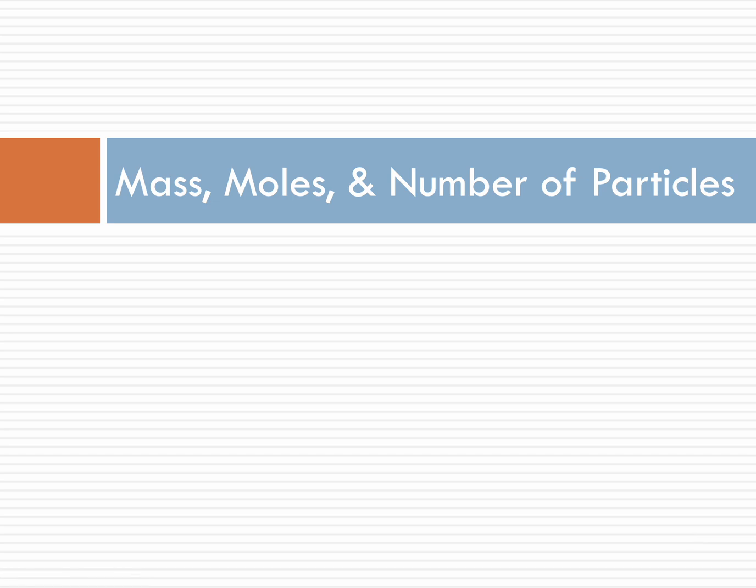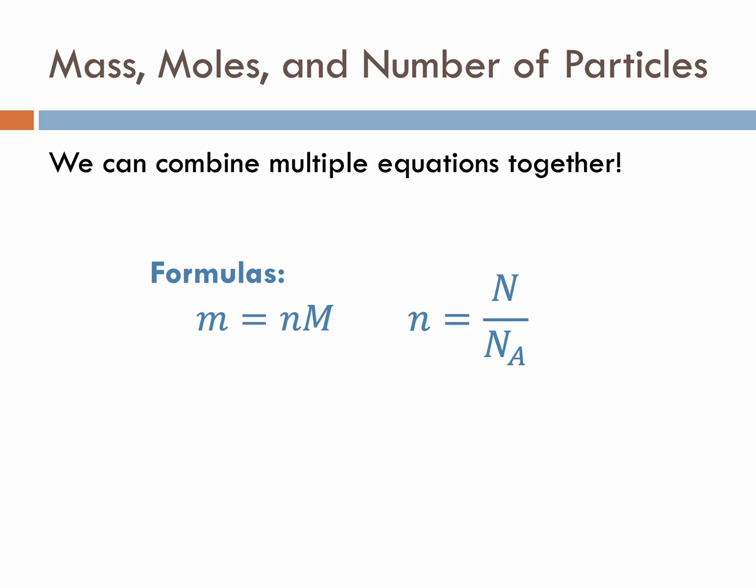How to combine our formulas for mass and molar mass with our formulas for moles and numbers of particles. So these are the two formulas that we've met so far. The first formula connects mass to moles through the molar mass. So remember, little m is mass, little n is moles, and capital M is molar mass.